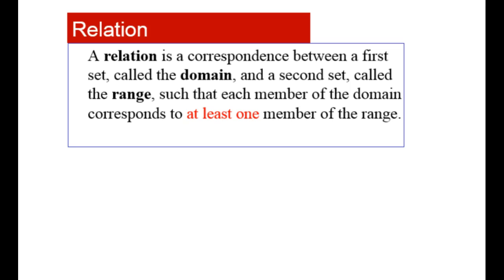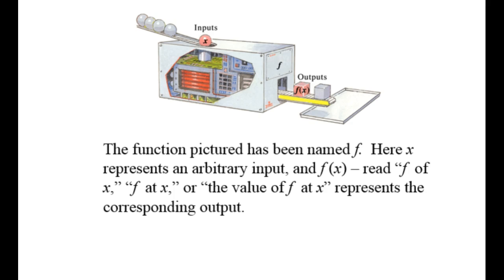A relation is a correspondence between a first set called the domain, we got that already, and a second. So a relation is also a set of ordered pairs between domain and range, the x's and y's, but we don't have to worry about a function. So a function is a special relation such that for every x there's only one y. A relation is just a set of ordered pairs, and we just have to make sure that those ordered pairs have y values associated with them.